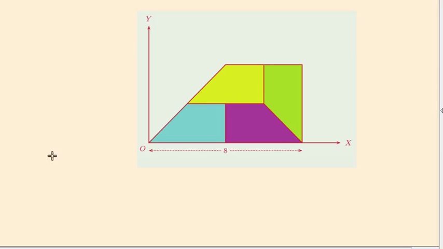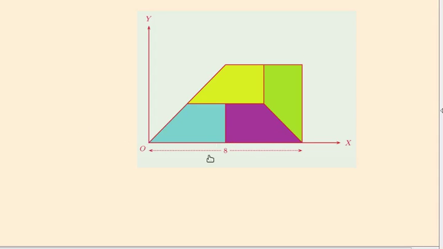What is this? This is a rhombus. Sorry, not a rhombus, it is a trapezium. This trapezium consists of 4 identical small trapeziums.